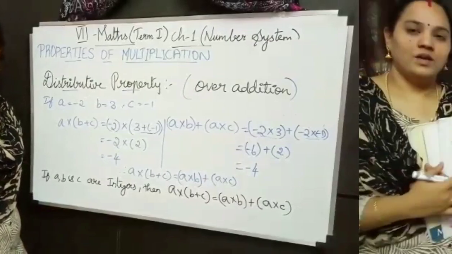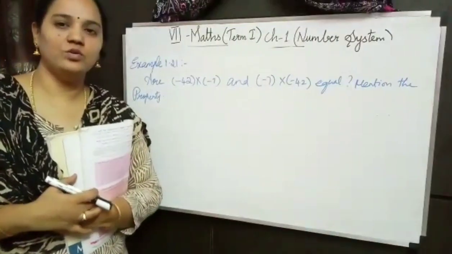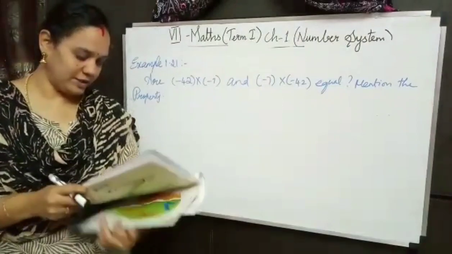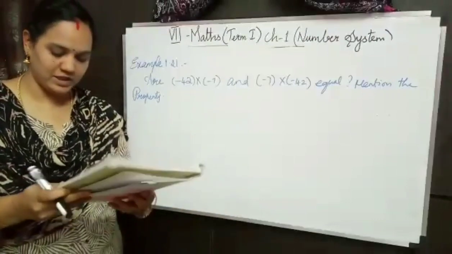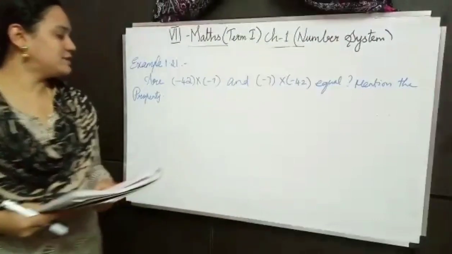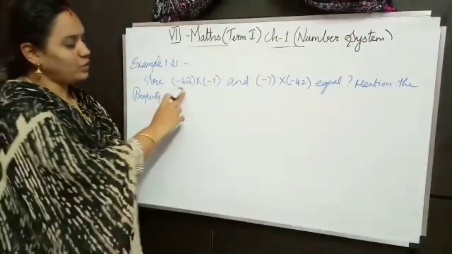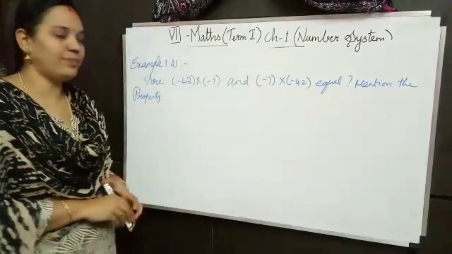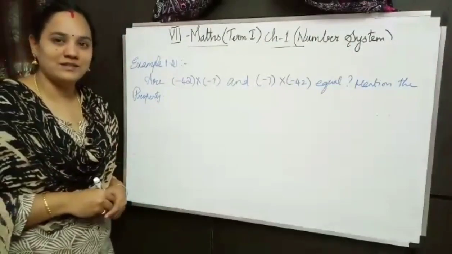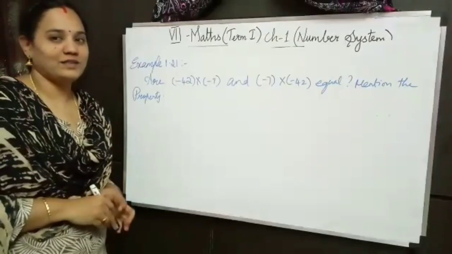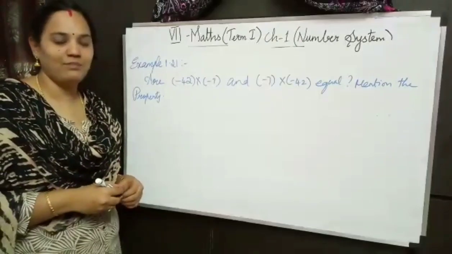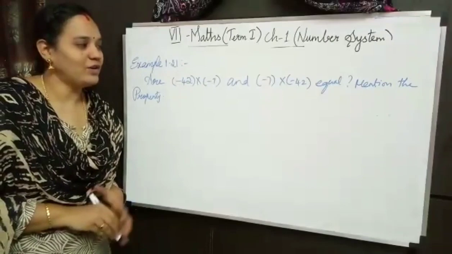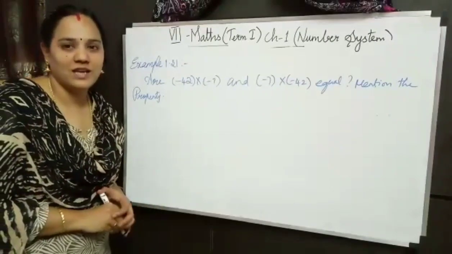Is it clear? Using the properties of multiplication, we are going to do some problems related to those properties. So now I am going to explain example 1.21 on page number 19. It says minus 42 into minus 7 and minus 7 into minus 42 are equal. Mention the property. After seeing the problem itself, you can say the property. If you are thorough with the properties, you can say the answer directly, but we should not write the answer directly. We have to write the steps. We have to write appropriate steps and then only say the property.